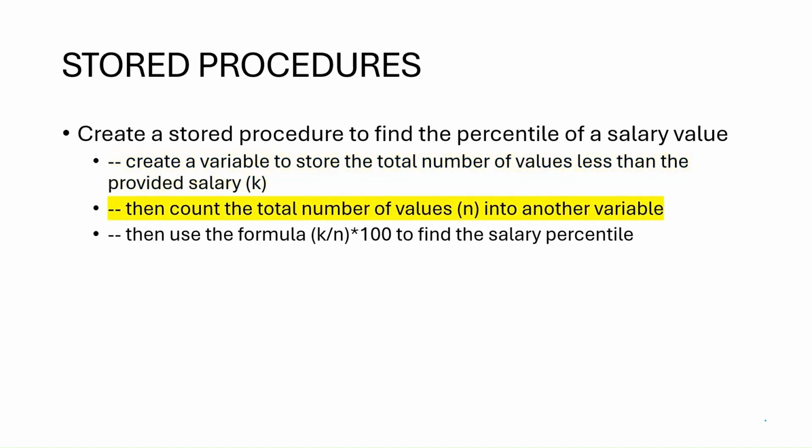And then we're now going to count the total number of values, n, into another variable. So the total number of values in the array is going to be n, and the number of values less than the value provided is going to be k. And then we're now going to use the formula k divided by n times 100 to find the salary percentile.